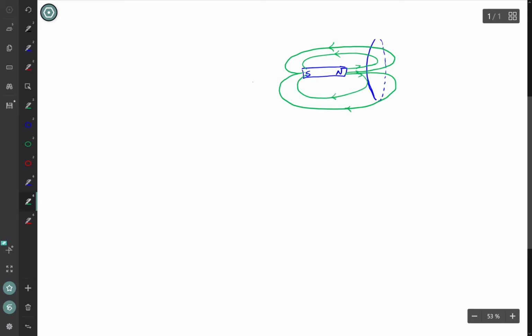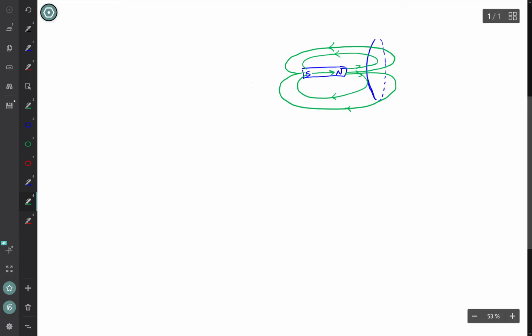If I put a magnet beside the loop, let's say the north pole is closer to the loop and the south pole of the magnet is farther from the loop, this magnet would create magnetic field lines such that the field lines would come out of the North Pole and go into the South Pole. Outside we have the magnetic field lines coming out of the North Pole and going into the South Pole, whereas inside the magnet the field lines go from the South Pole to the North Pole.